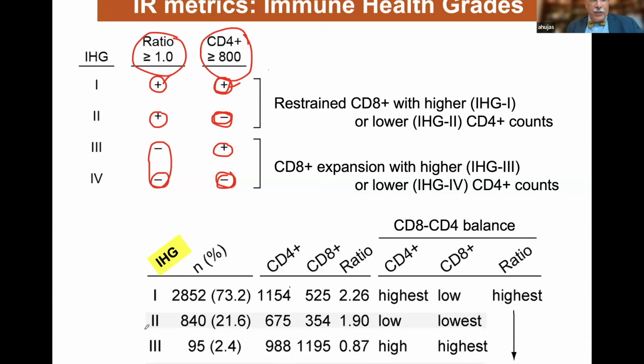So these are the four grades here. This is the large 3,000-person cohort. You'll see that grade one is the most common. Grade two is the second most. In a generally good population, there are lesser amounts of grade three and four.